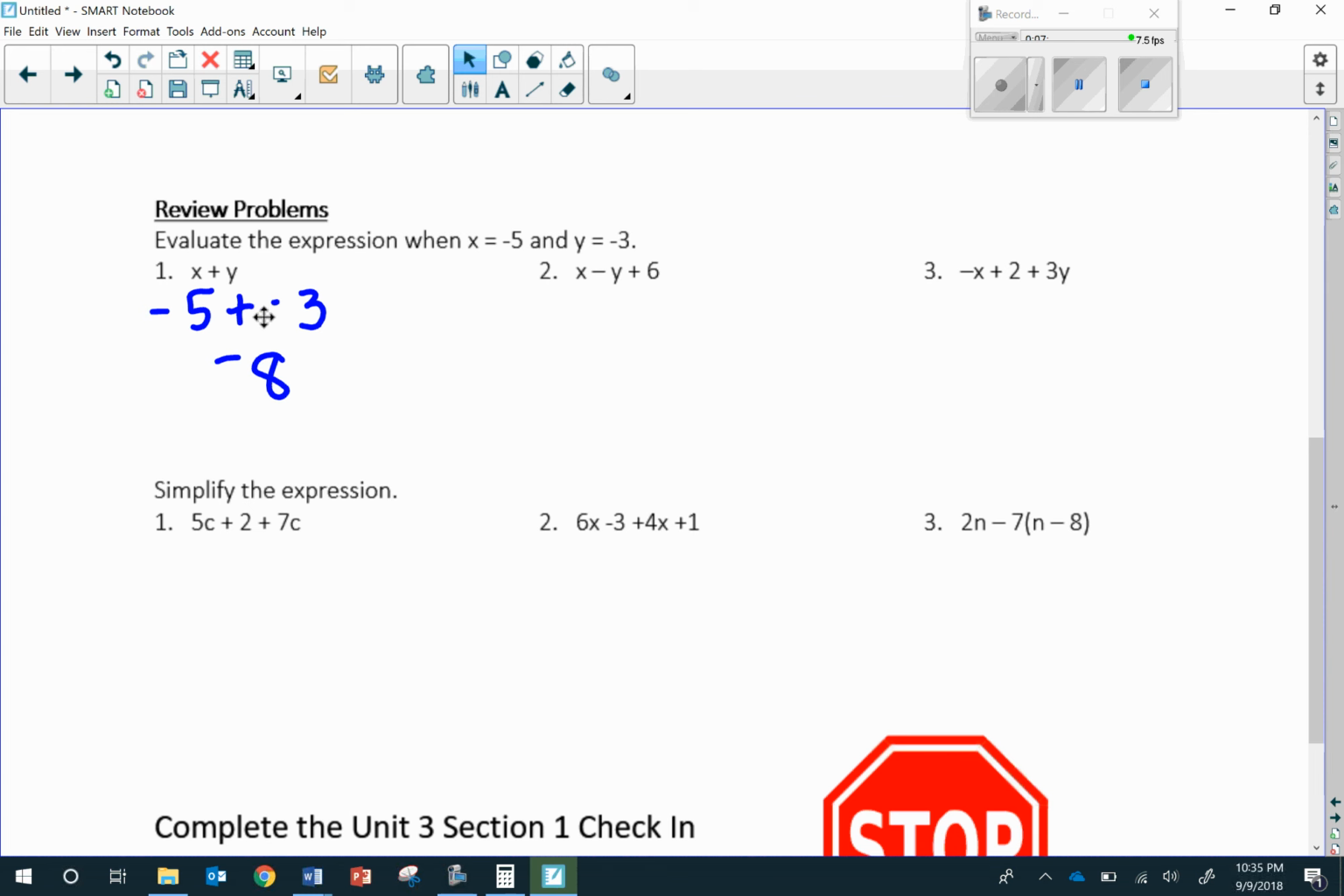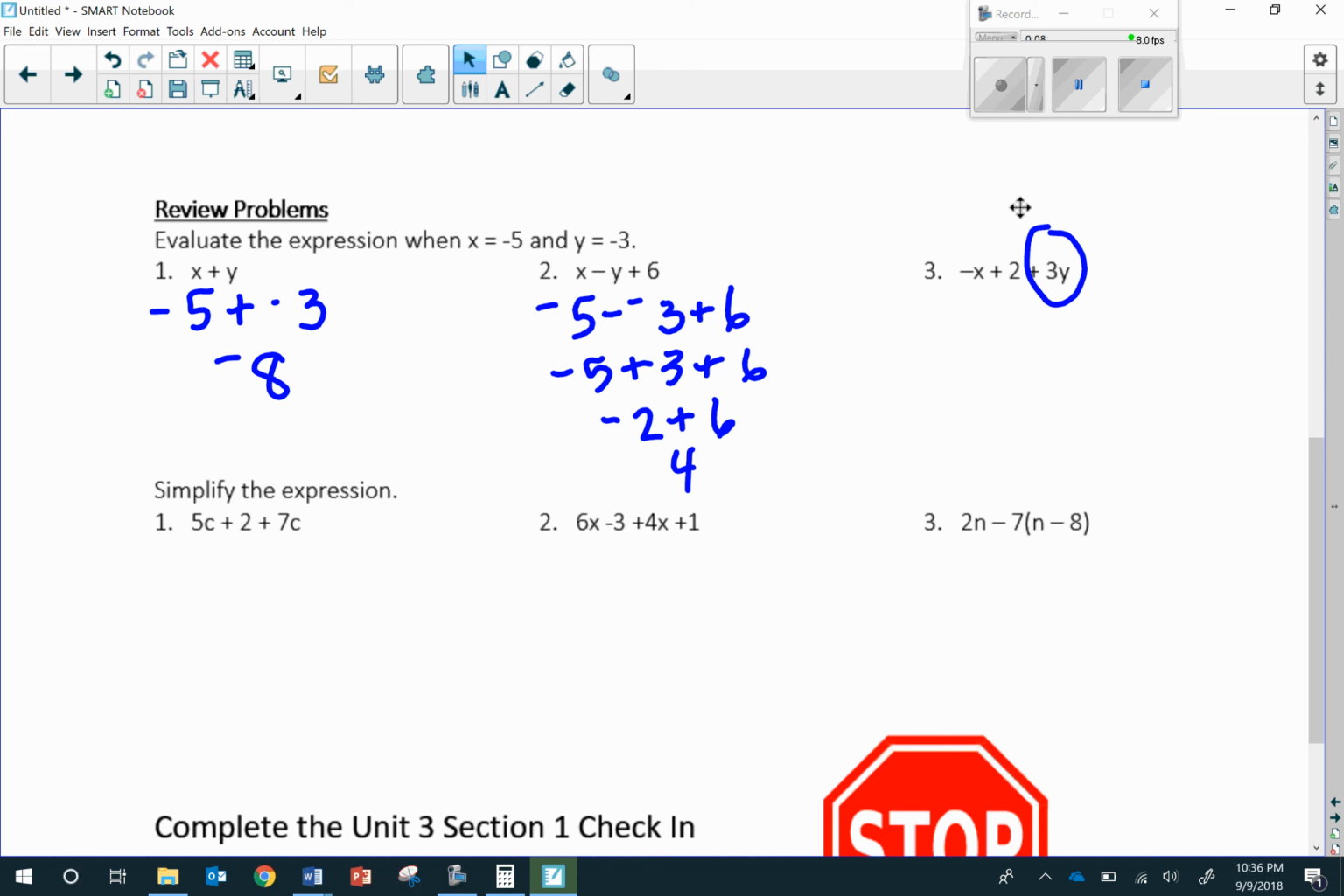Again, moving right along, number 2, x minus y plus 6. We have -5. That minus sign doesn't go away, so we have minus -3 plus 6. This turns into -5 plus 3 plus 6. -5 plus 3 is -2 plus 6, which does in fact give us +4. I'll go ahead and leave 3 for you to try. Again, you're just going to substitute -5 wherever you see an x and -3 wherever you see a y. I will caution you here that in this case, you're multiplying y times 3.